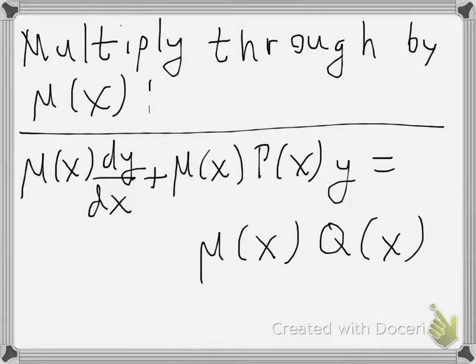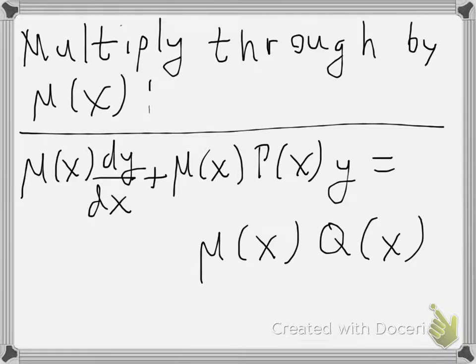Okay, and so once we do that and we distribute the mu of x on the left-hand side of the equation, we get the following: mu of x dy dx plus mu of x p of x y equals mu of x q of x. So if we find an integrating factor mu of x, that's what the differential equation is going to look like once we've multiplied through by this integrating factor.